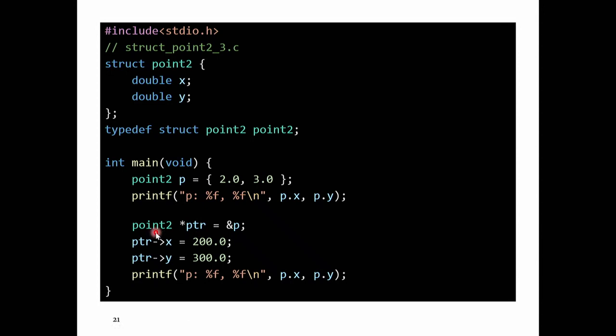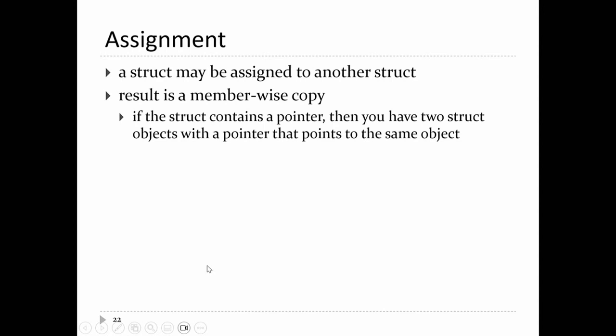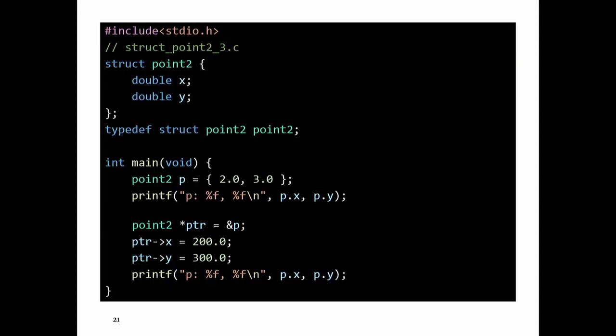ptr is a pointer to a Point2 object, so now it's a pointer. If I want to get to the x member of the object pointed at by ptr, I can write ptr arrow x. That dereferences the pointer and then accesses the x member. So now I can set that to 200. ptr->y dereferences ptr and accesses the y member, setting it to 300. I should show you the alternate way to do this.